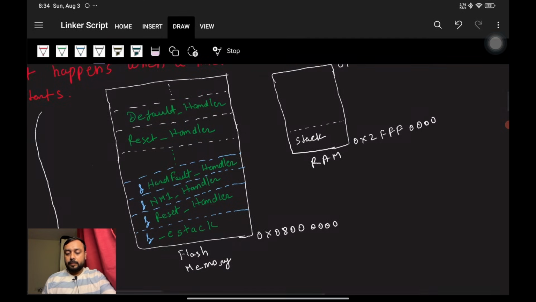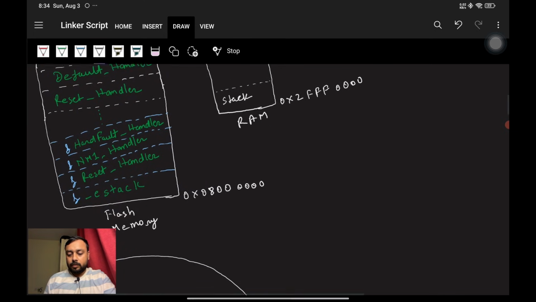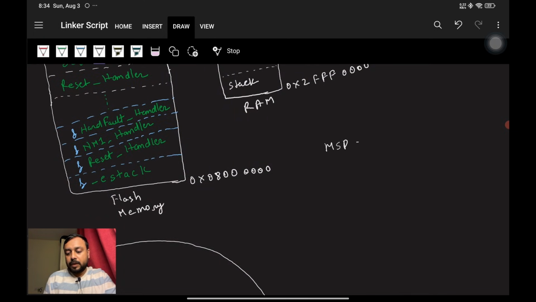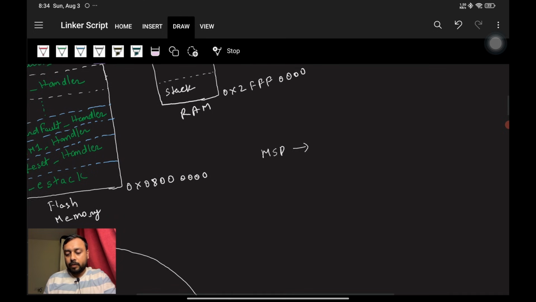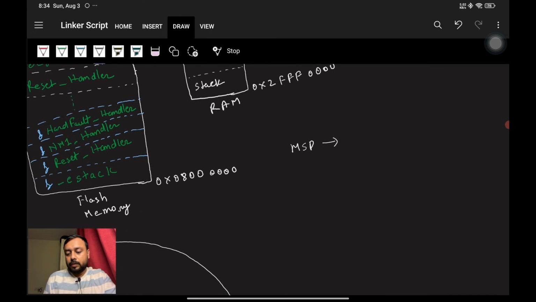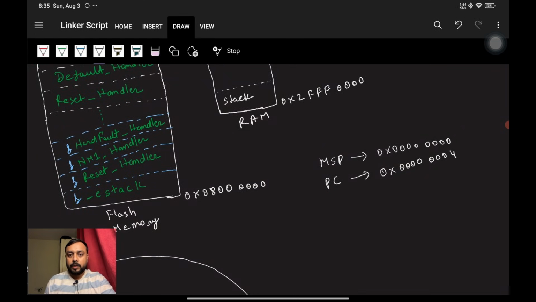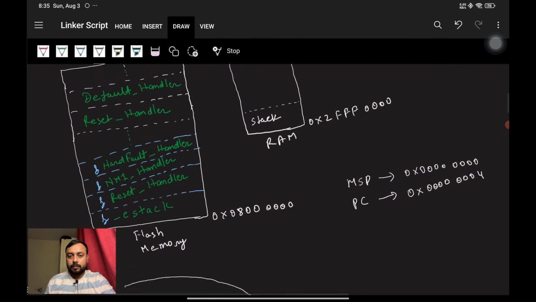So what will happen whenever the microcontroller starts? Two things are performed by the hardware. The first thing is the MSP, the main stack pointer. It will be loaded with the content at the address 0000. And the second thing is the PC, the program counter. The program counter will be loaded with the content available at the address 0004. So this is purely done by the hardware. We don't have a software influence here.